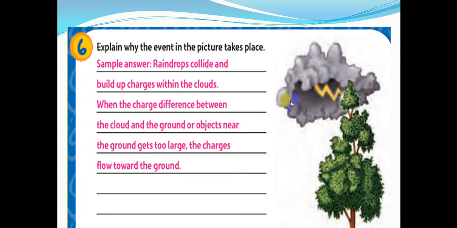As we said, the raindrops are bumping each other. That's why the electric charges build up in the cloud. The negative charges are at the bottom of the cloud, the positive charges at the top of the cloud, and the ground has positive charge. When the difference between the cloud and the ground gets large enough, the charges flow toward the ground as lightning, like in this picture. This is the answer.